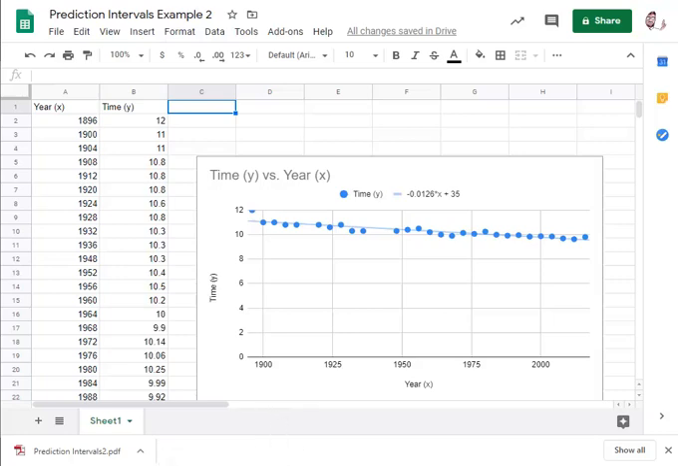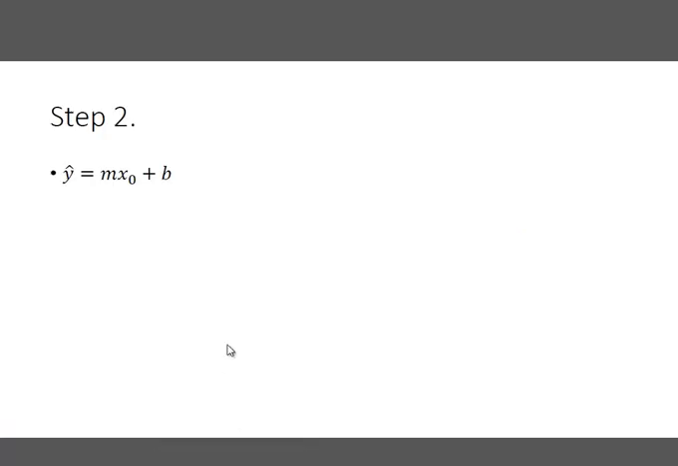Again, I would recommend doing your calculations in Desmos. That will save you a lot of time. So let's go ahead and calculate that real quick. Negative 0.0126 times 2021 plus 35, I am getting 9.54 as the predicted value. Again, this is just a prediction, not a strong one. I wouldn't put my money on the winning time being exactly 9.54.